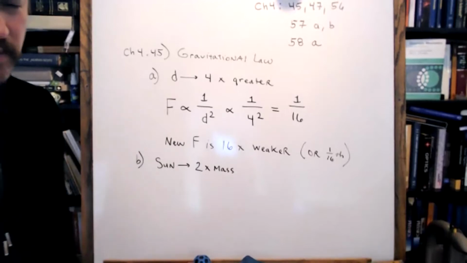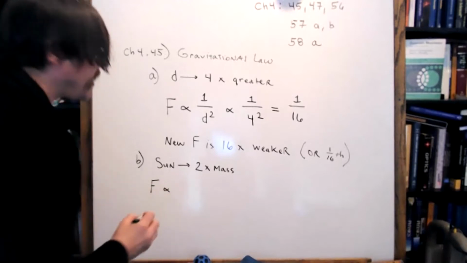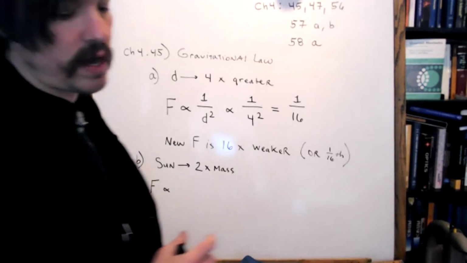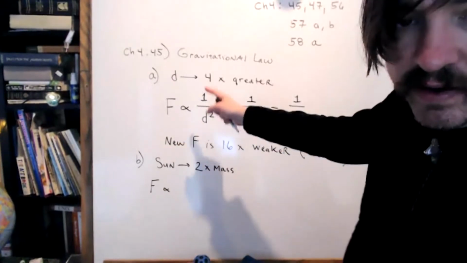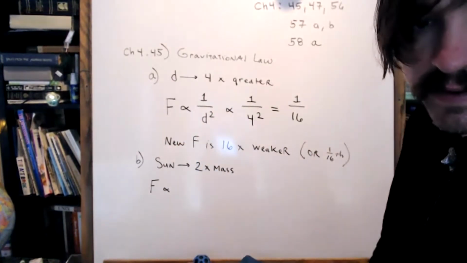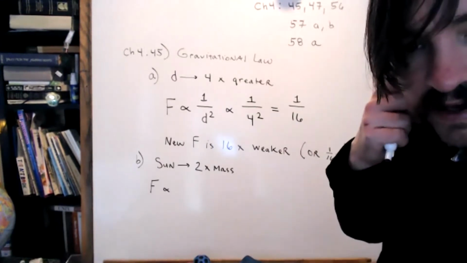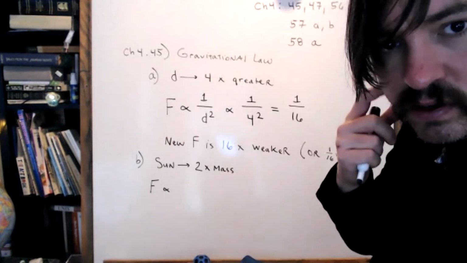It would be force is proportional to... 2 times 1. No. First, I want you to write it symbolically, then we'll substitute it. See here, we wrote it symbolically. So it would be m1 times m2. Are we adjusting both masses here? No, just one, the sun, so just put M1. Sure, either one, but M1's fine.